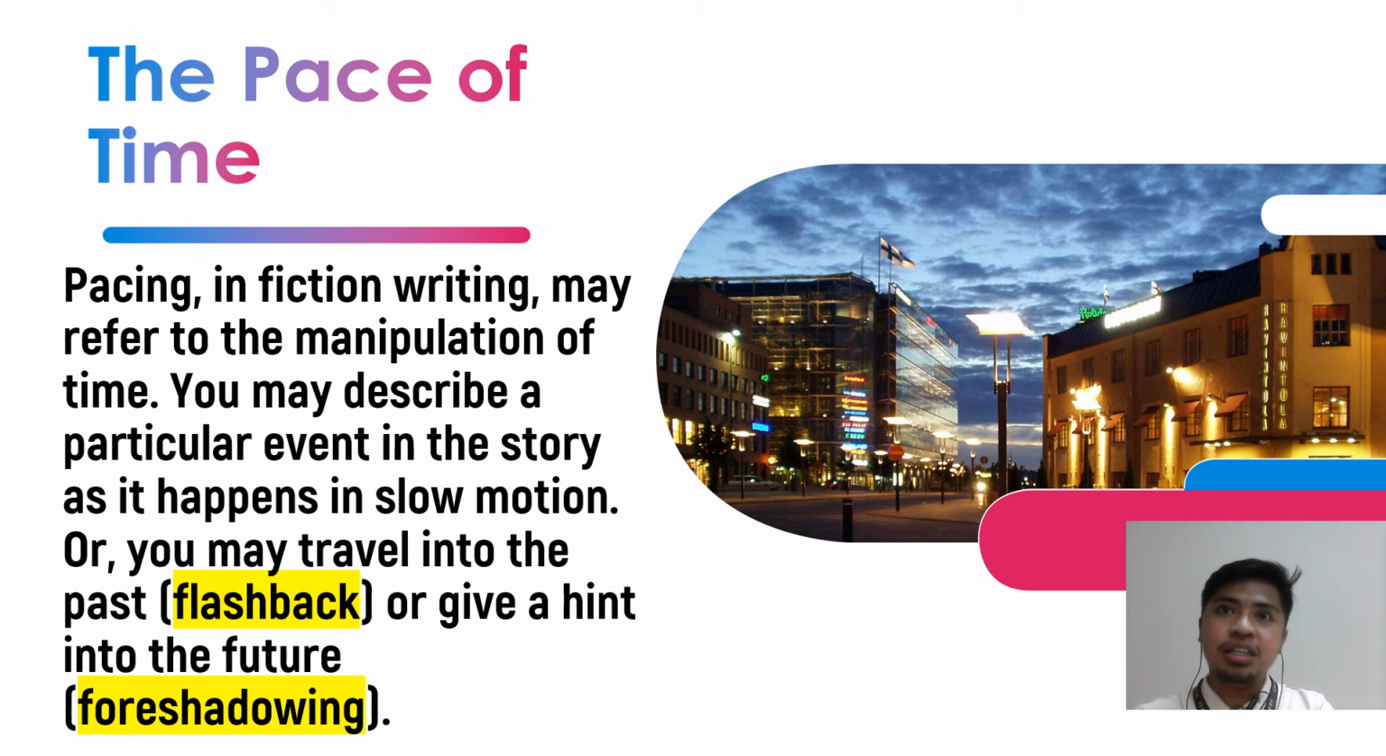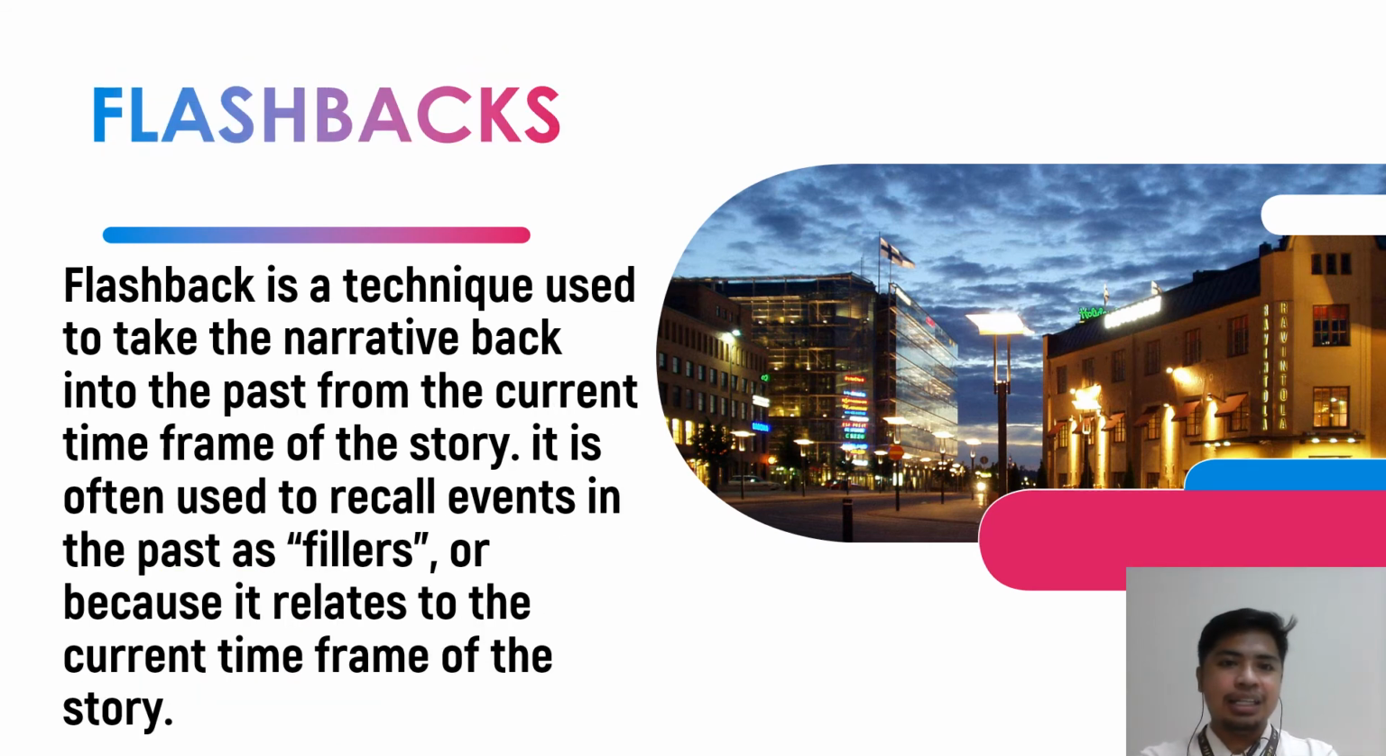What else? I can travel through time in the past. I can also travel or give a hint into the future. That's also part of manipulation of time. Those are literary devices that we call flashback or foreshadowing. When we say flashback, it's a technique that we use to take the narrative back in the past, maybe because the events in the past have contributed to the events in the present. Or we could use flashback because we want to relate an event in the past to the current time frame of the story.